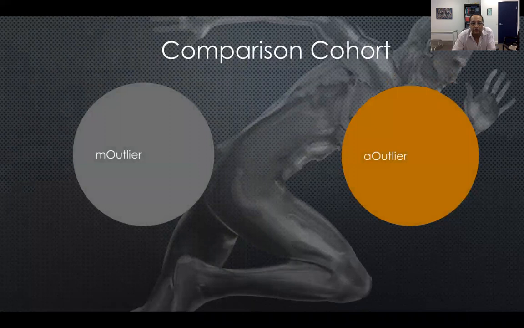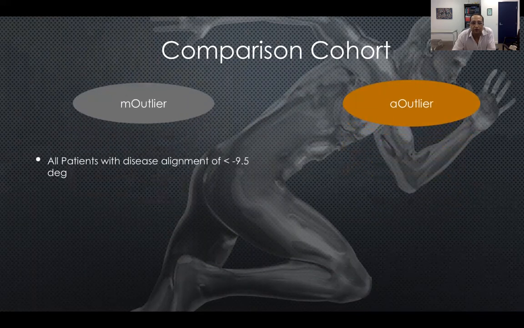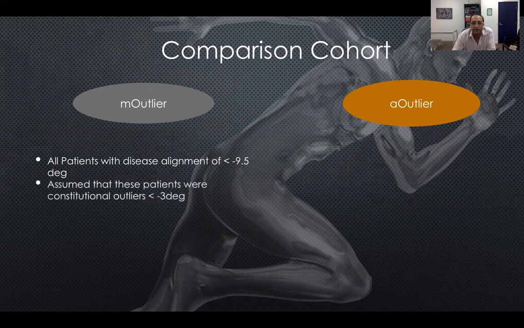Now, if you were to compare these patients with the mechanical cohort outlier versus anatomical cohort outliers, what I did was I took all patients who started the disease alignment of 10 degrees plus, so 0.95 degrees minus. So this is all varus patients. And we assumed that these patients were constitutional outliers of greater than 3 degrees.